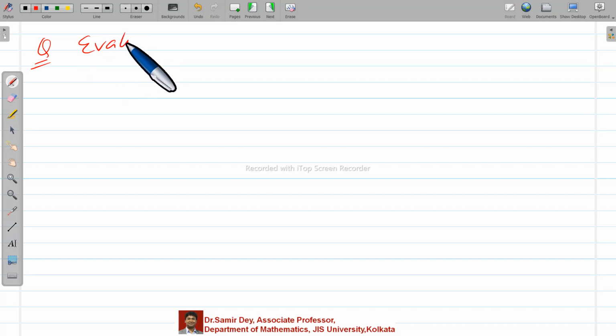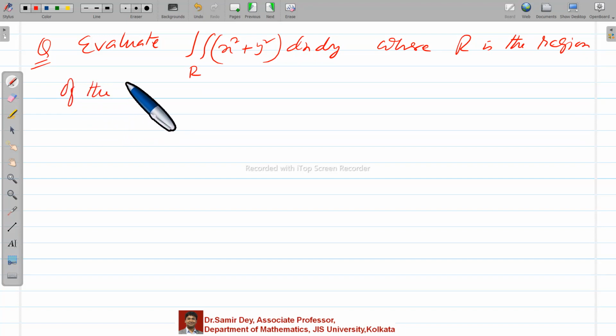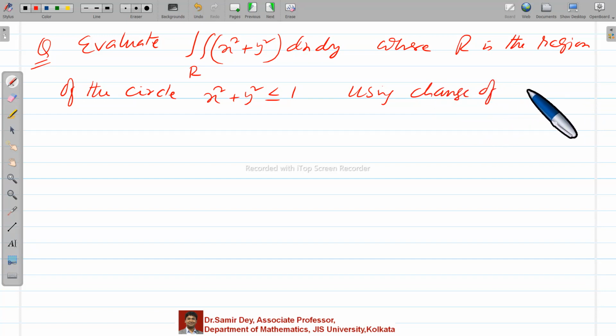Evaluate the double integral of r, x square plus y square, dx dy, where r is the region of the circle x square plus y square less or equals to 1, using change of variable.